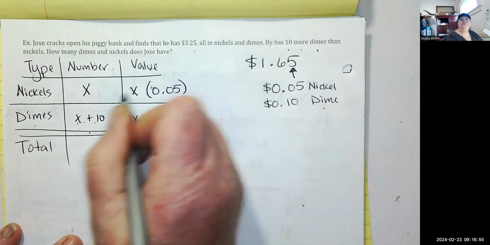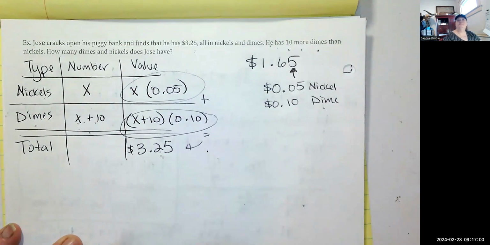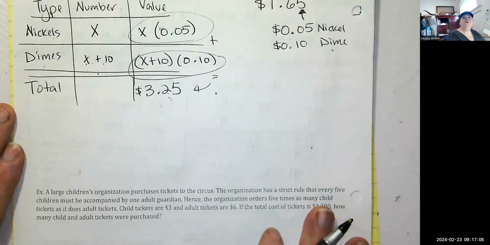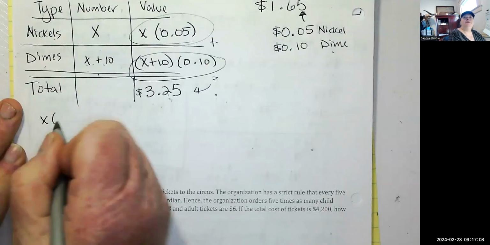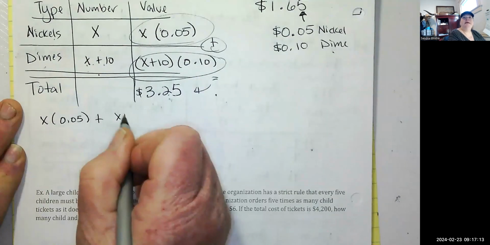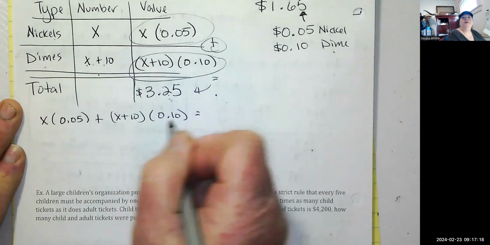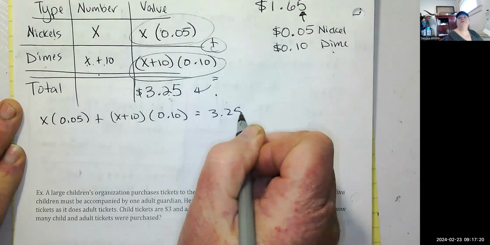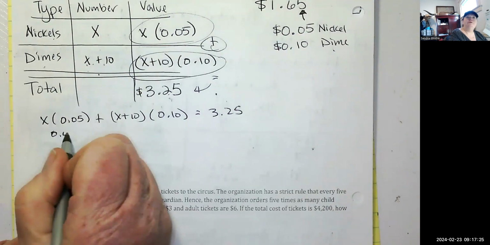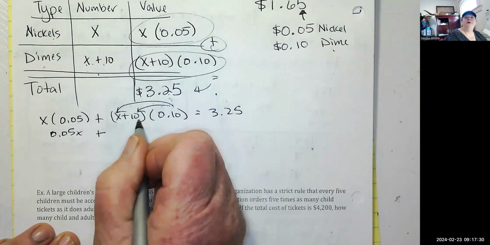Remember I told you this plus this is equal to this. Okay, so we're going to set that up. So X times 0.05 plus X plus 10 times 10 cents. And this together is going to give us $3.25. So let's clean this up a little bit. 0.05x plus this has to be distributed over the binomial.